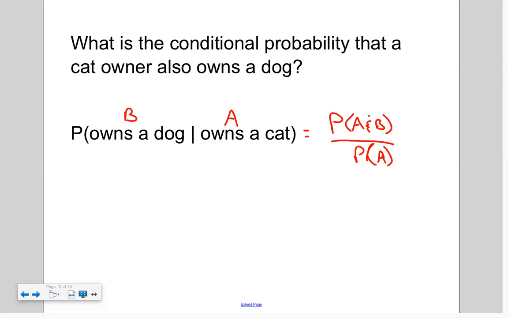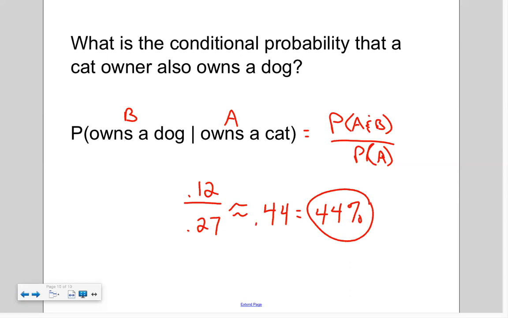So owning a dog and a cat, that was our 0.12 again, or 12%. But now owning a cat, that's less. That was only 27%. I'm feeling this is going to be another decimal that we have to round. 0.4 repeating, or 0.44, which equals 44%.